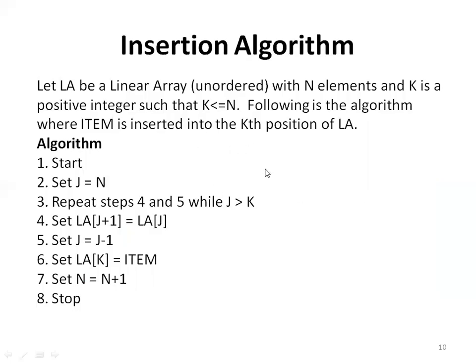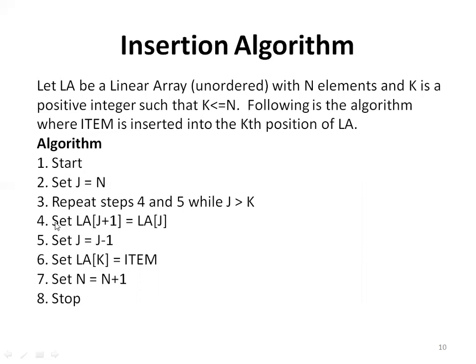And this is the insertion algorithm. Suppose we have one linear array, that is LA, and the total size of this array is n, and suppose we want to insert a data item, that is item, at a position k, where the value of k can be less than or equal to n. Now the algorithm is, the first step is start, and the second step says set j equals n. Here we know that in insertion, we will insert the data item at the position k, and after the kth position, all the data items must be shifted towards the right.